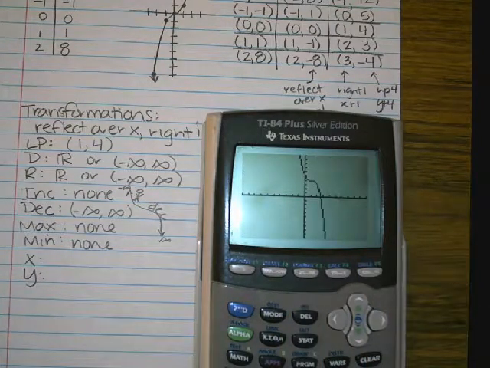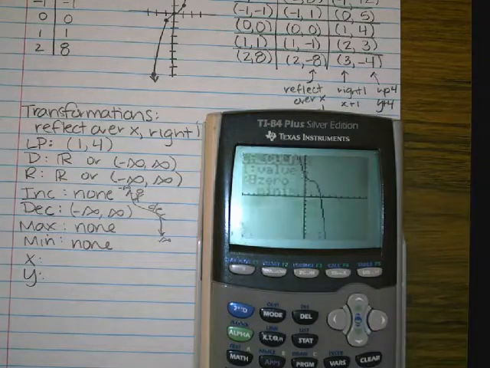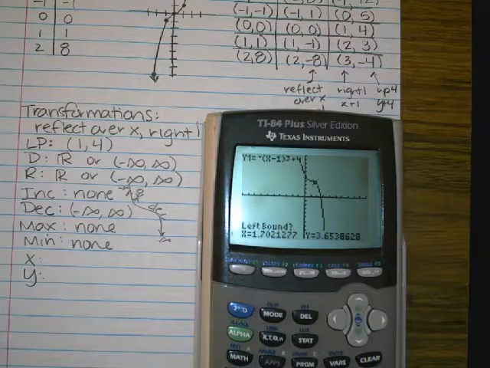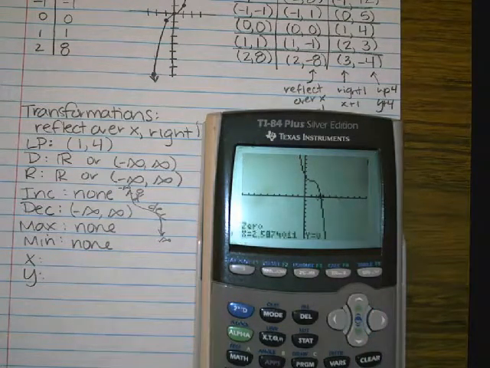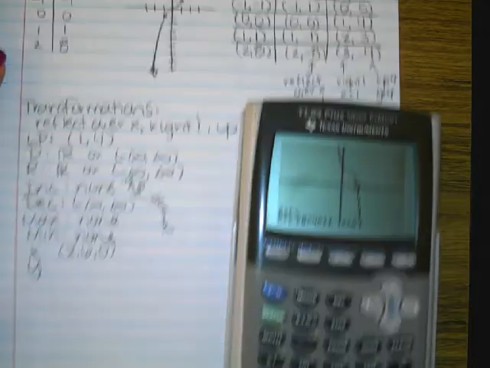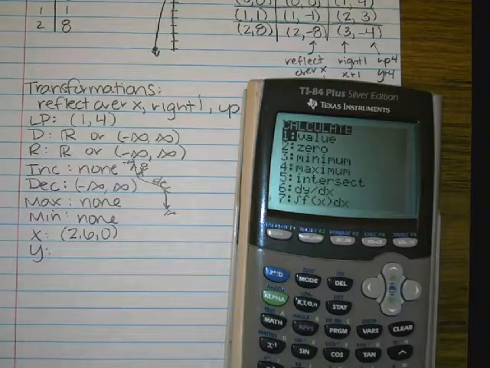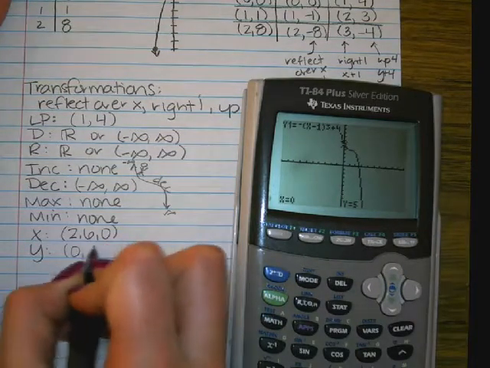How do we find the x-intercept? Like normal. So we do second trace number 2, and then we're going to do left bound and right bound. So my left bound is going to be a little bit above the x-intercept, and my right bound is going to be a little bit below. So our x-intercept is 2.6. And then how do we find the y-intercept? Same way. So second trace number 1, plug in 0. So 0, 5.